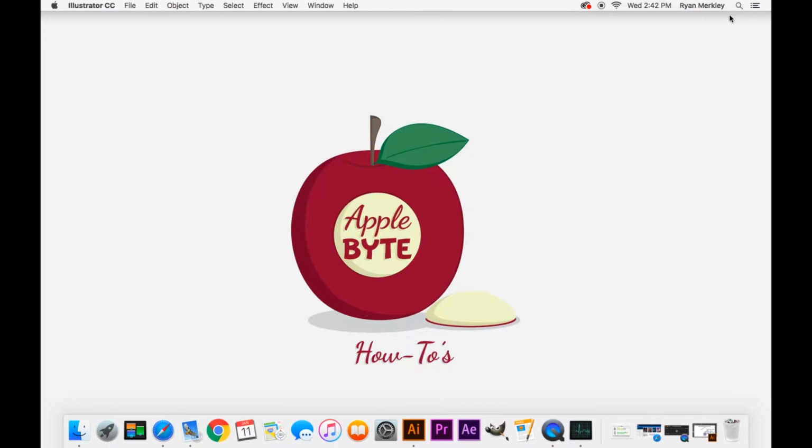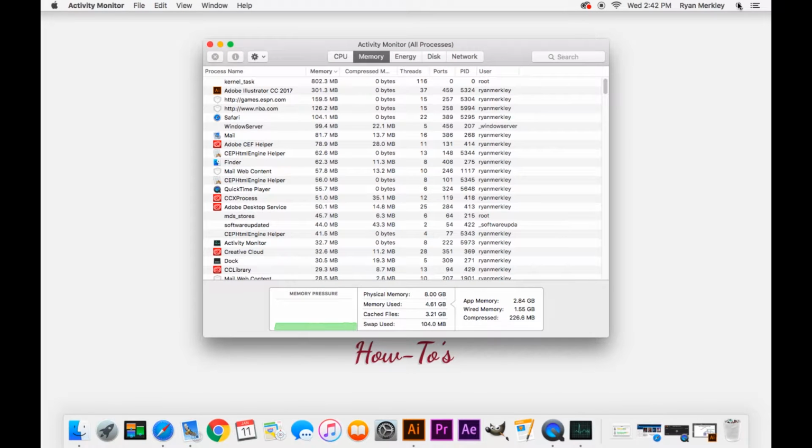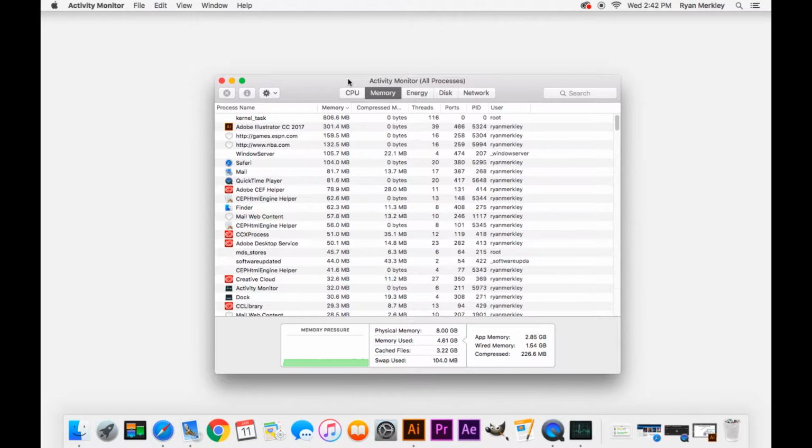So the first step would be obviously to open up Activity Monitor. And it'll pull up a window just like this. The two most useful tabs in Activity Monitor, in my opinion, are CPU and memory. I use them quite frequently when it comes to troubleshooting. It gives you a great look at what is happening on your computer right now and what resources are being used by those processes right now on your computer.